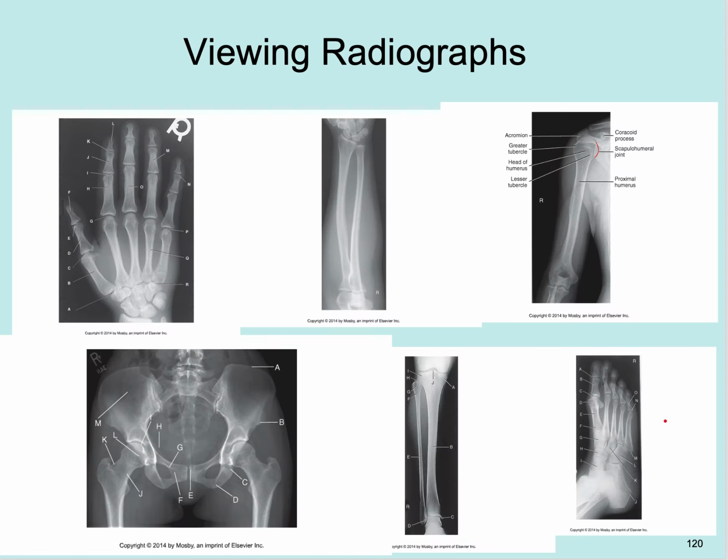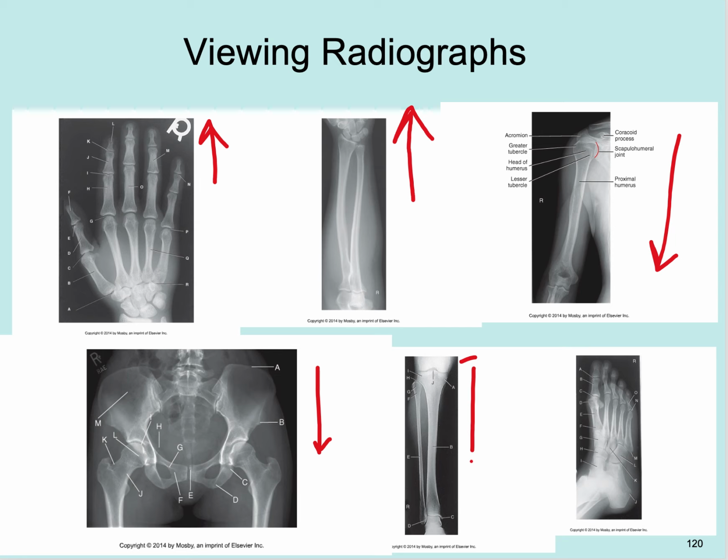Viewing radiographs. So as we talked about, digits. So digits are in the up position. Forearm, digits in the up position. Humerus, anatomic position, digits down. Pelvis, femurs down.